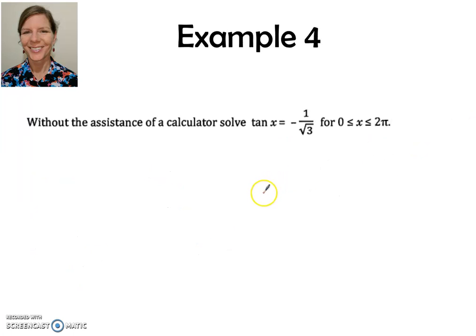Okay, let's have a look at another example. So now we're looking at tan is 1 over root 3. We know that means the angle we're looking at is 30, because we know tan 30 is 1 on root 3. But again, we've got a negative.